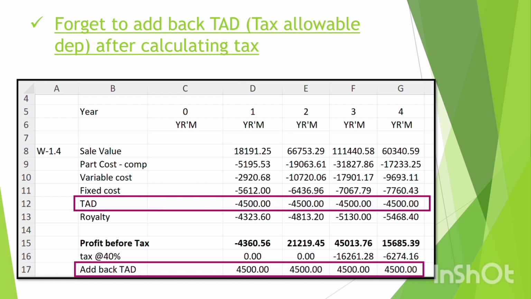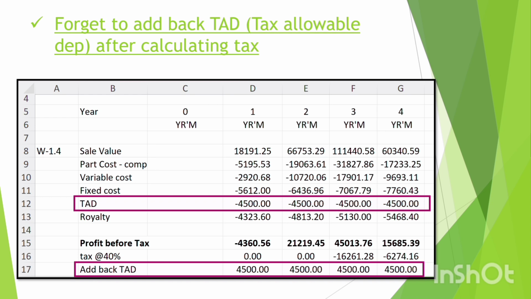So the very first mistake that students make is that they forget to add back the tax allowable depreciation after calculating tax. As we all know, tax allowable depreciation is a non-cash expense and we do not include it in cash flow. But to calculate the tax, we are required to subtract it. So what we do is first subtract the tax allowable depreciation, and after calculating the tax, we add it back again.